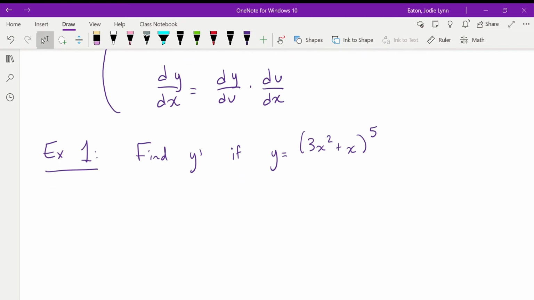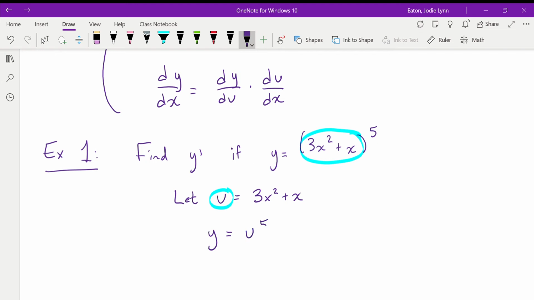So what we're going to do is use the second method first. We are going to start by letting u equal our inner function. The last thing that gets done is that it gets raised to the power. The inner function is what's inside. So u is going to be 3x squared plus x. And notice that this is something we can actually take the derivative of. Okay, so if we let u equal that, we get y equals u to the power of 5.